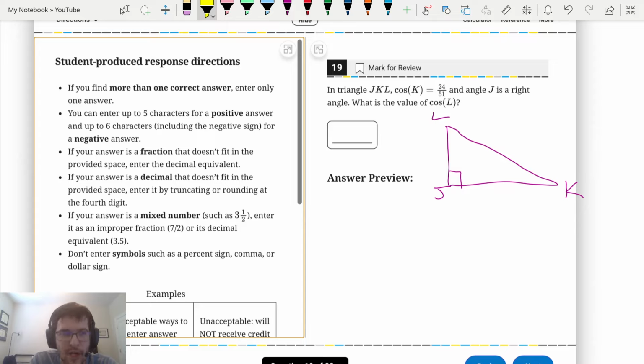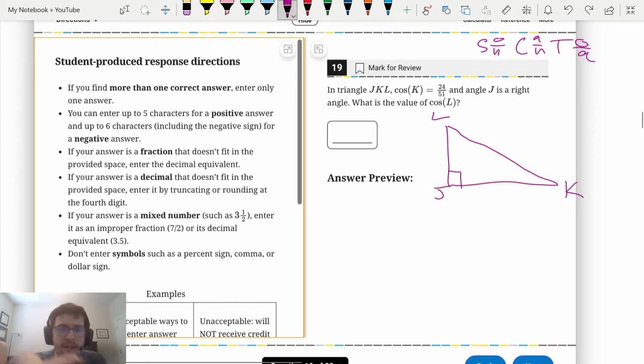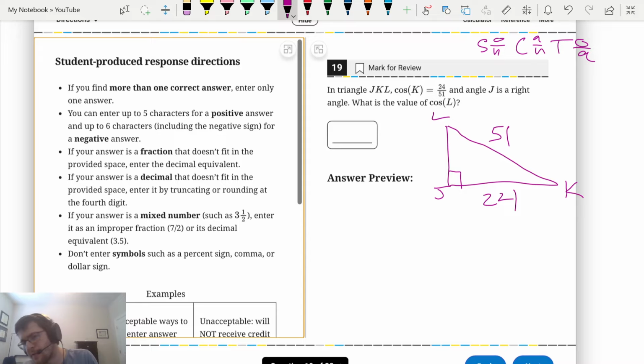So cosine, that would be SOHCAHTOA. Sine is opposite over hypotenuse. Cosine is adjacent over hypotenuse. Tangent is opposite over adjacent. So adjacent from K would be here, and then hypotenuse is here. So I'm going to label the adjacent as 24, and the hypotenuse is 51. Technically, it would be 24x and 51x. You don't know that they're 24 and 51; they're just in that ratio, but it's not going to matter. You'll still get the right answer. So you can just put 24 and 51 if you want. Certainly, that's what I'm going to do here.